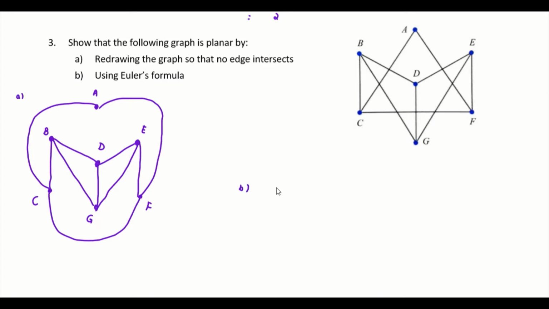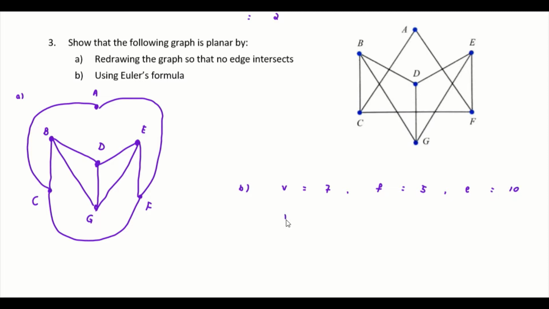So same thing as well. Let's state everything first. How many vertices do we have? A, B, 1, 2, 3, 4, 5, 6, 7. So 7. How many faces do we have? 1, 2, 3, 4, 5 including the outside. So 5. How many edges do we have? Just now we counted already, it is 10, right?